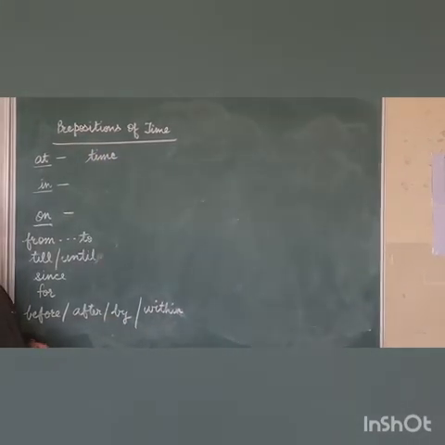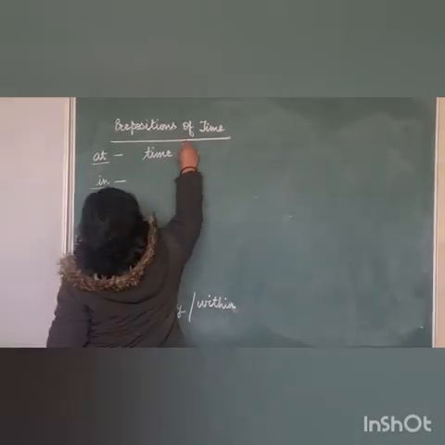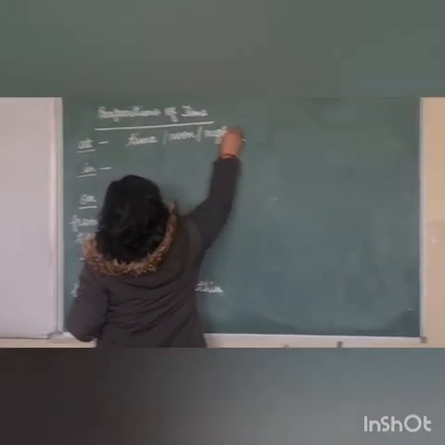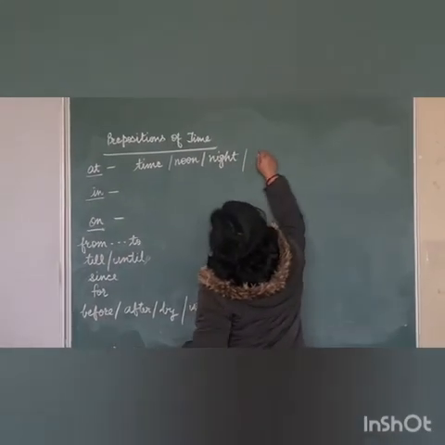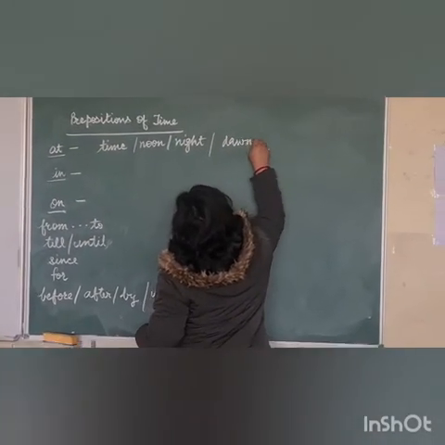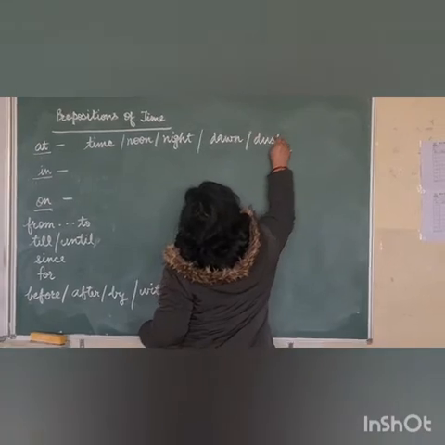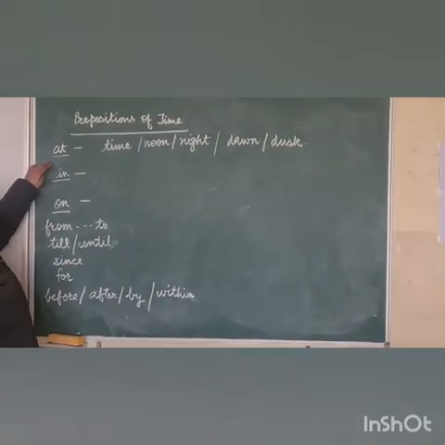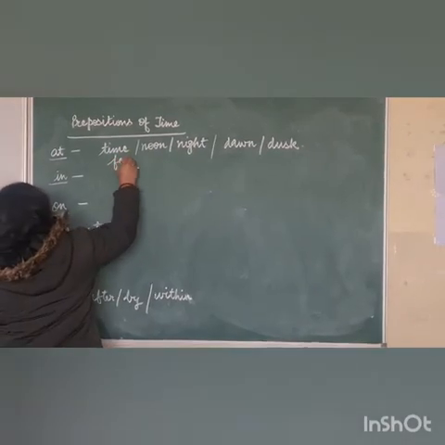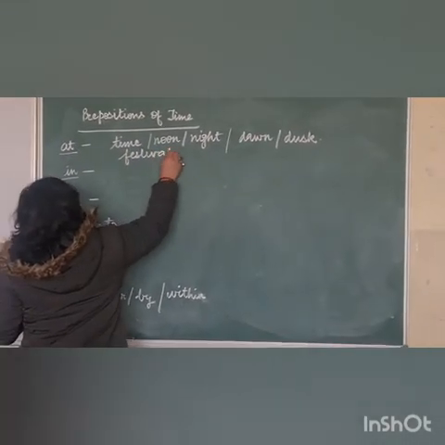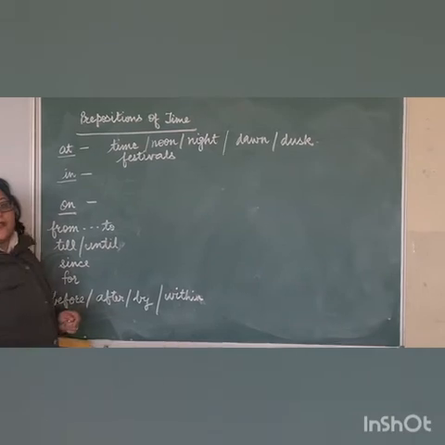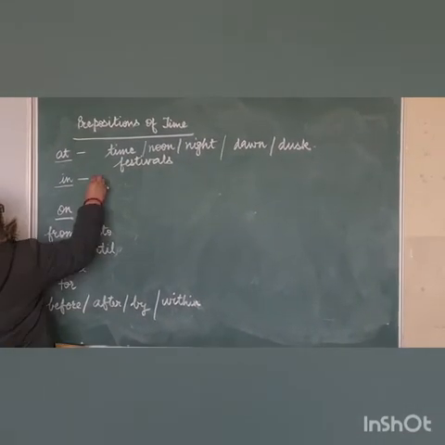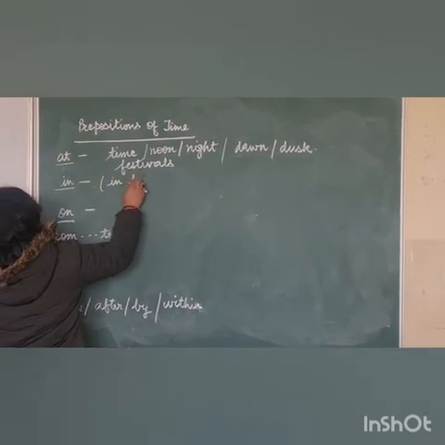At 5 o'clock, at 6 o'clock, at noon and night, at night, at noon, dawn and dusk, at dawn, at dusk. We particularly use at. It is also used to indicate the festivals. At Diwali, at Christmas. In time, the second word comes in time.